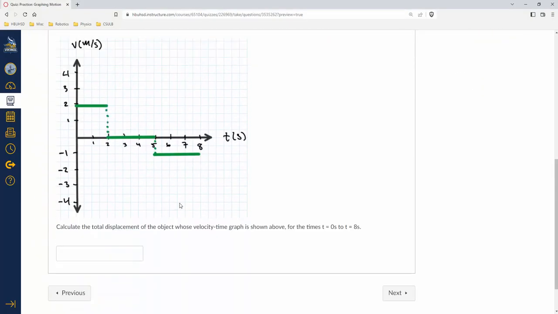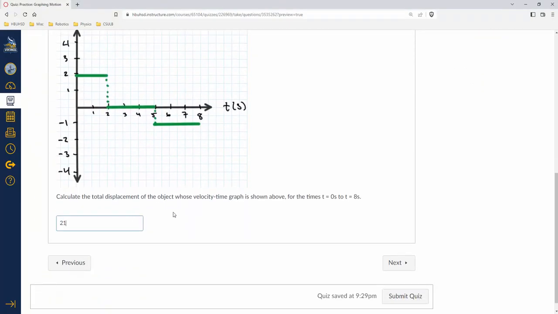So let's see here. For this problem, let's just type in 1. Oops, I typed in 21. That would be bad. Let's go to the next problem.